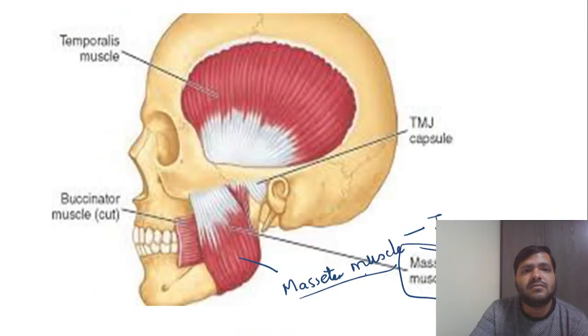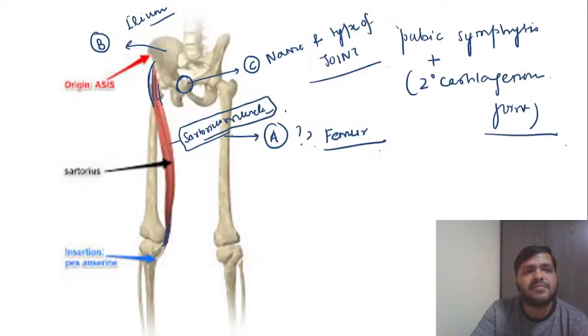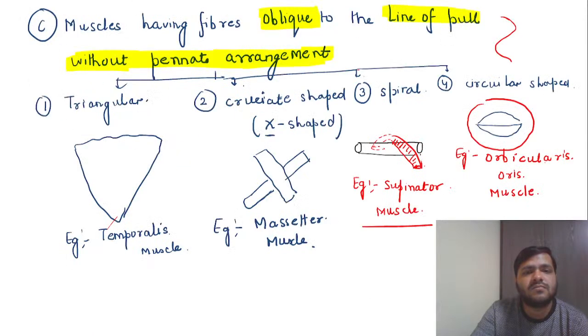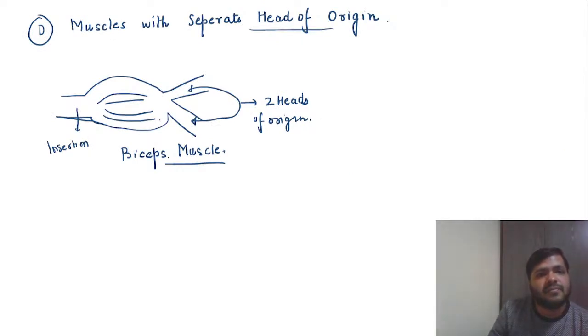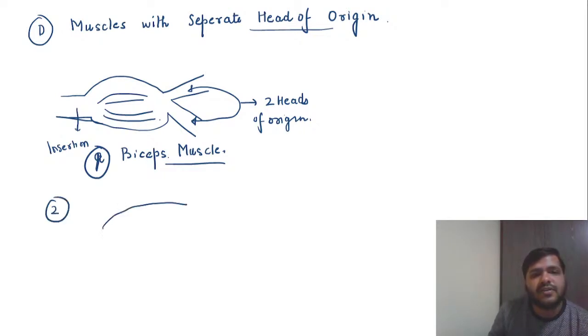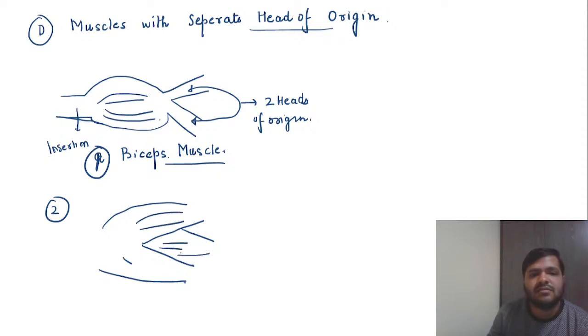So I hope this is done, the biceps muscle. So completing the flow chart, you have to remember the second one over here. Biceps muscle is done, the first one. The second one you have to know has three heads of origin. Just let me draw it. We have three heads of origin, somewhat like that.